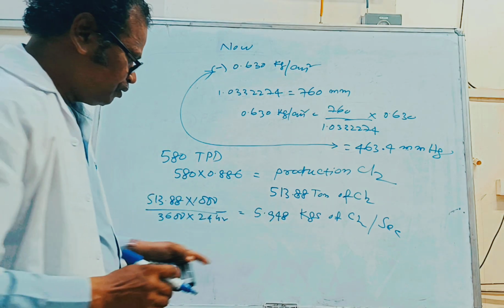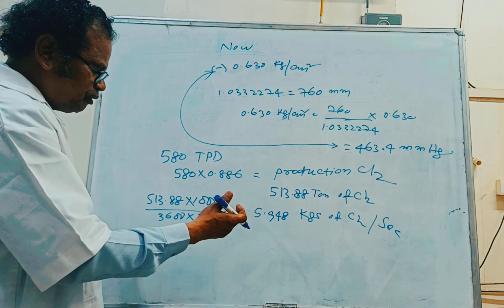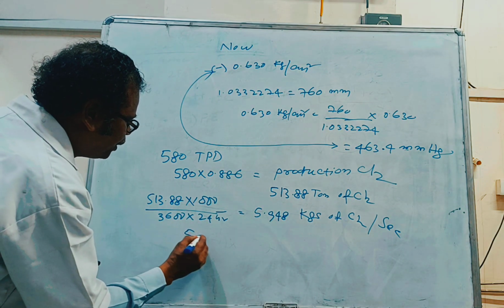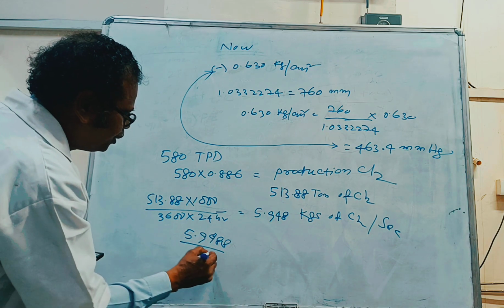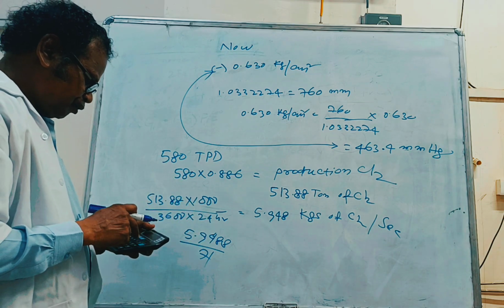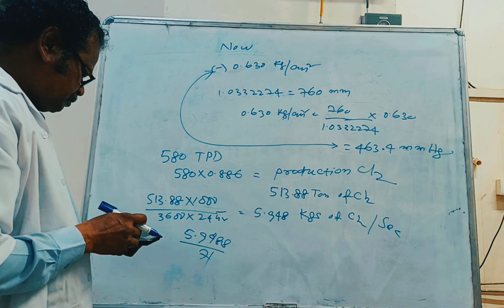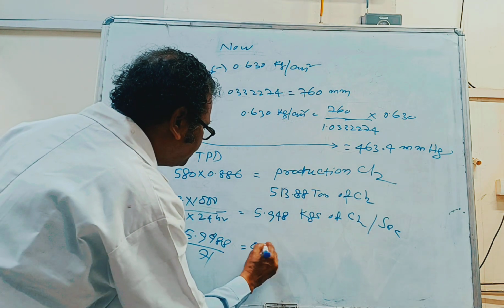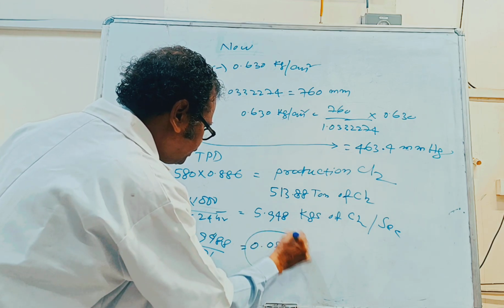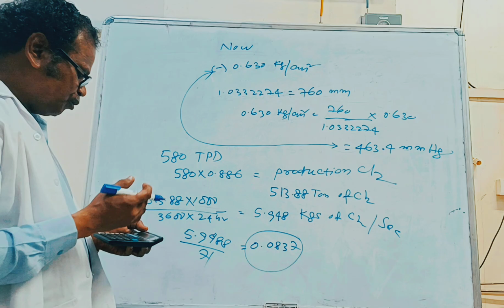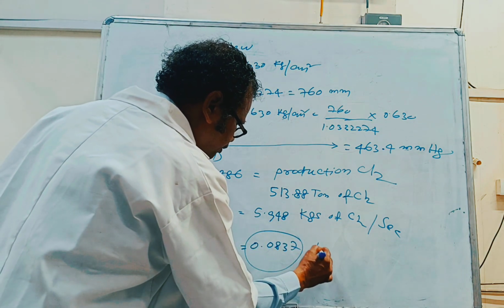Then we will find out the number of moles. Number of moles is equal to 5.948 divided by 71, where 71 is the molecular weight of chlorine. So dividing by 71 gives 0.0837, which is the kg mole of chlorine per second.